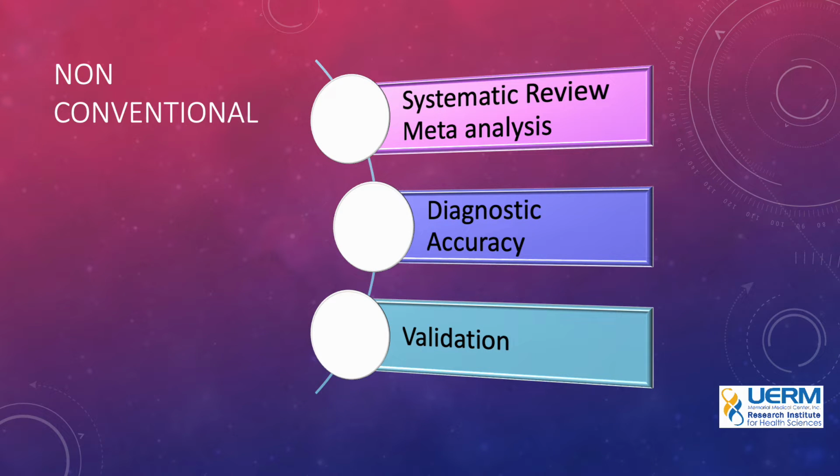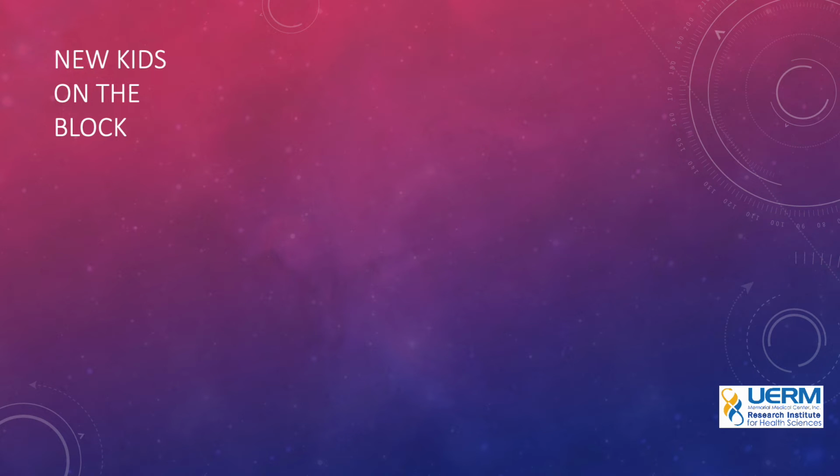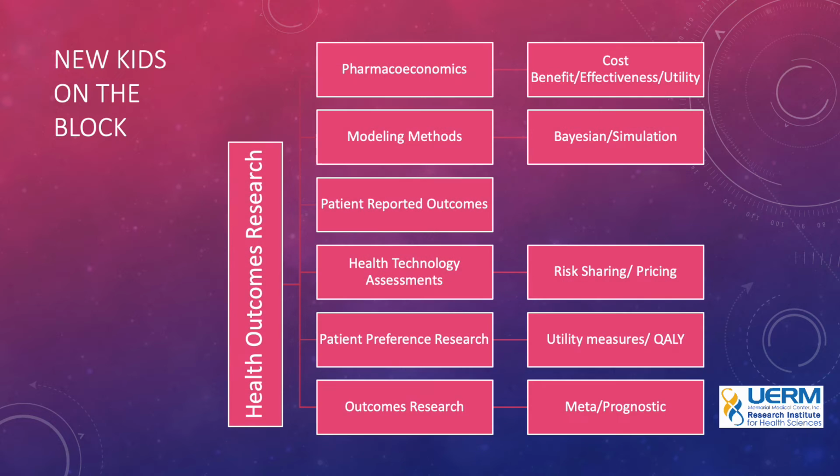So here are the non-conventional quantitative studies. First, we have the systematic review and meta-analysis, the diagnostic accuracy studies, and the validation studies. More on this later as we go along the presentation. Here are examples of health outcomes research designs. Under pharmacoeconomics, we have cost-benefit analysis, cost-effectiveness analysis, and cost-utility analysis.